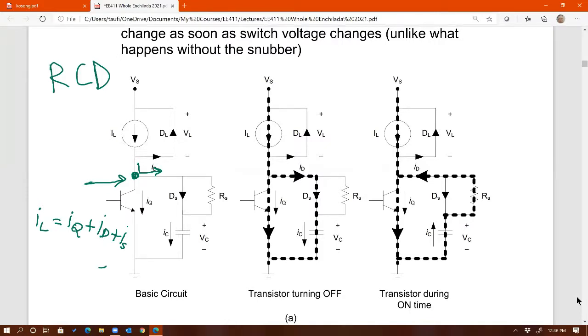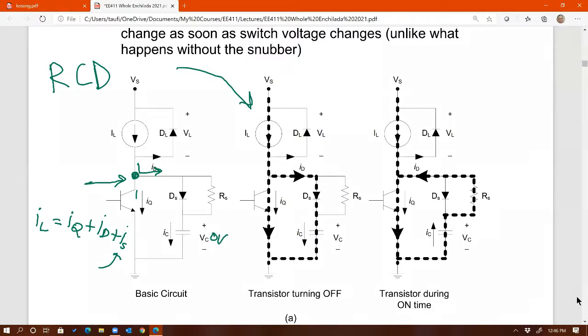This is an additional path that is good to have, as you will see later, because it allows current through the switch to change as soon as voltage changes when it's turning off. Let's just go straight to that part right here. When the switch is turning off, we're going to assume that when the switch is conducting, this capacitor is already discharged. It has to be. That's one requirement: before you turn off the switch, the snubber capacitor has to be fully discharged. So no more voltage, it's going to be 0 volts.